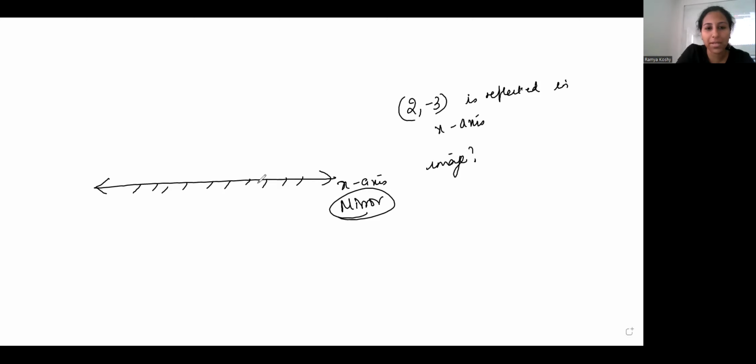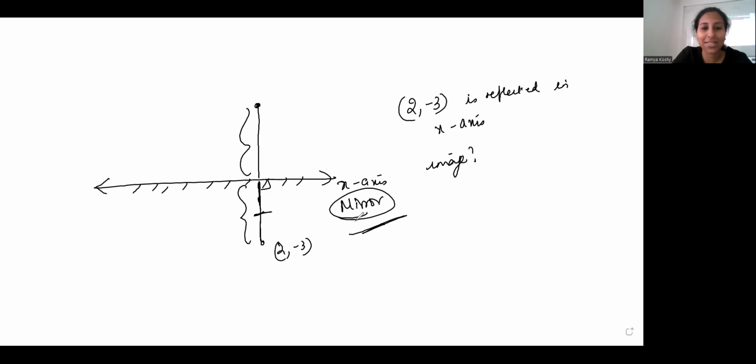There is a point 2 comma minus 3, somewhere over here. The reflection of this means whatever is the distance from the x-axis to the point, the same distance you must have from the x-axis to this point. So what will be the reflection? When you are reflecting in the x-axis, the x coordinate will remain the same, and the y coordinate, minus y will change to plus y. So this minus 3 will change to plus 3. Following, Anushri? Yes, ma'am.